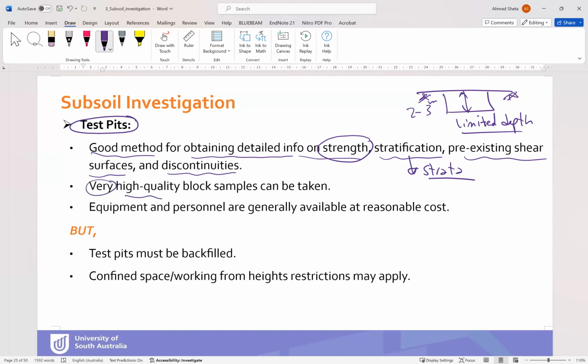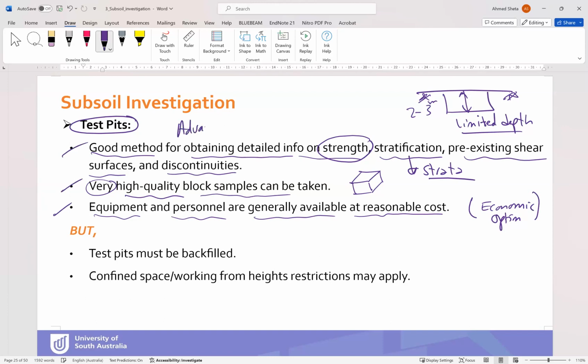We will also get very high quality block samples from the soil, because you can see the soil you have dug out, and you can make a very high quality sample from that. Okay, the equipment and personnel needed in this method are generally available at reasonable cost, so it is also an economic option. So all of these are some advantages of the method.